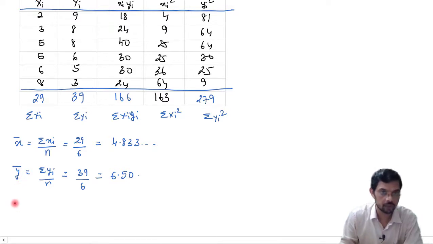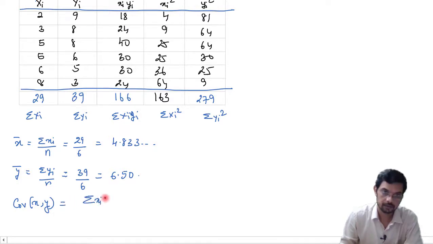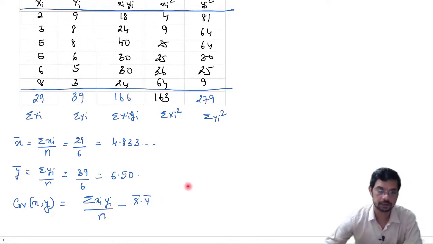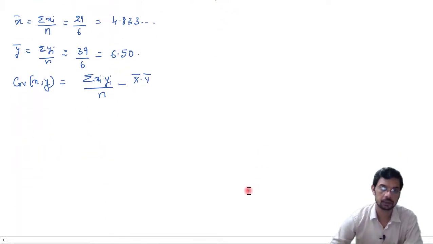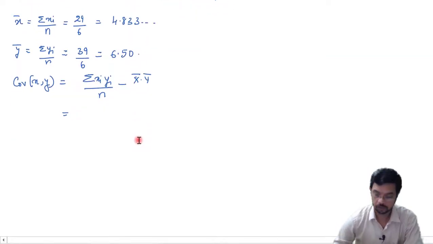Now we shall find out covariance of xy. What is covariance of x and y? That is given by sigma xi yi divided by n minus x bar into y bar. Okay, we shall put the values and simplify. What are the values? Let us look at the problem. So here the sigma xi yi was given to you as sigma xi yi is equal to 116. Okay, we shall put 116 here.